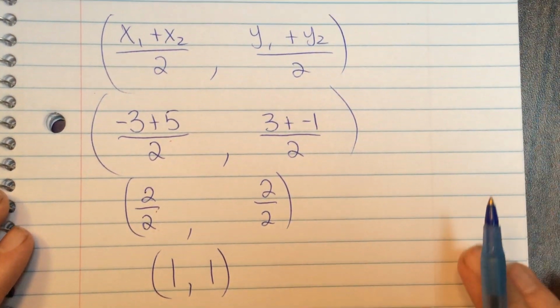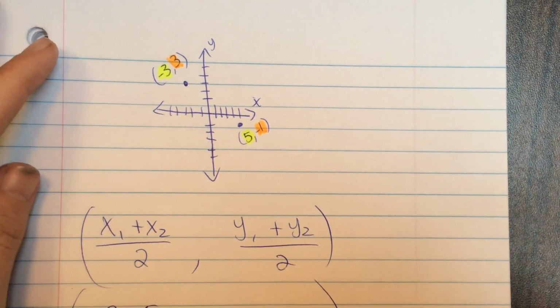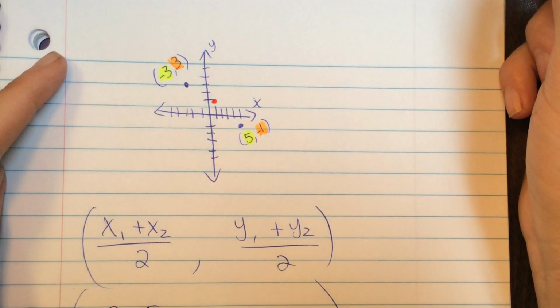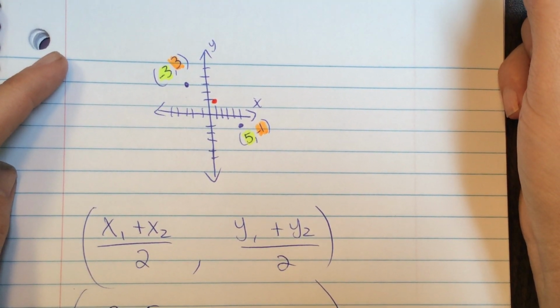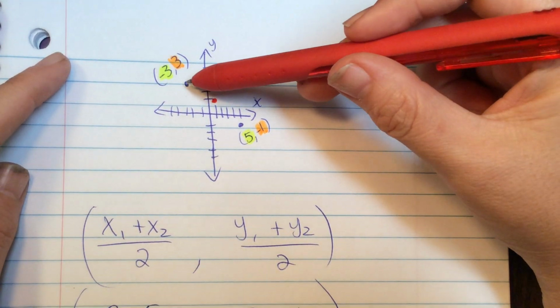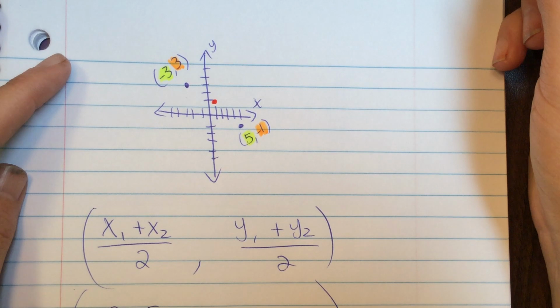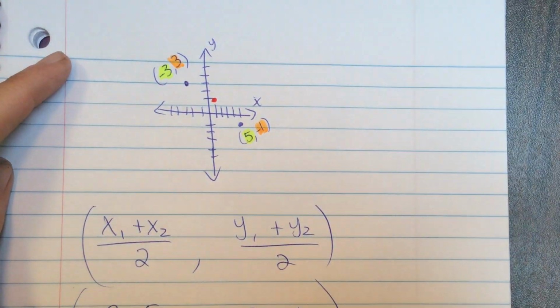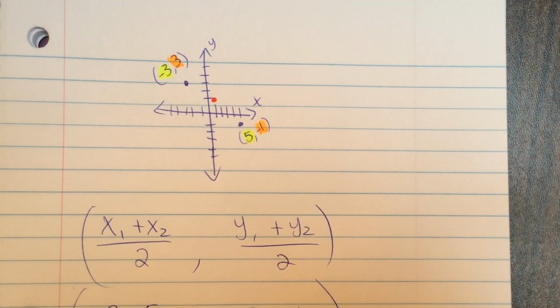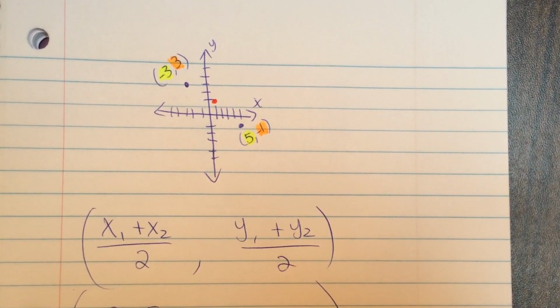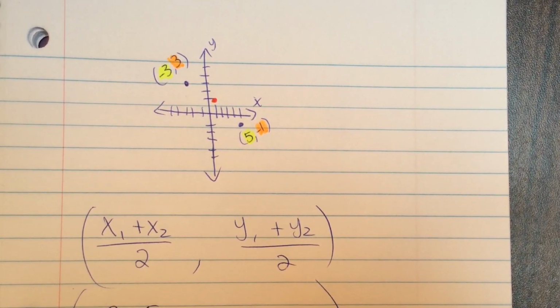So let's plot it and let's see what it looks like. So I go over 1 and up 1. That's pretty close. I would say that's definitely the midpoint. That looks halfway in between those 2 points. So it's not bad. You're going to be fine. You just have some practice problems to do. If you have any questions or if you don't understand, raise your hand and ask for help.